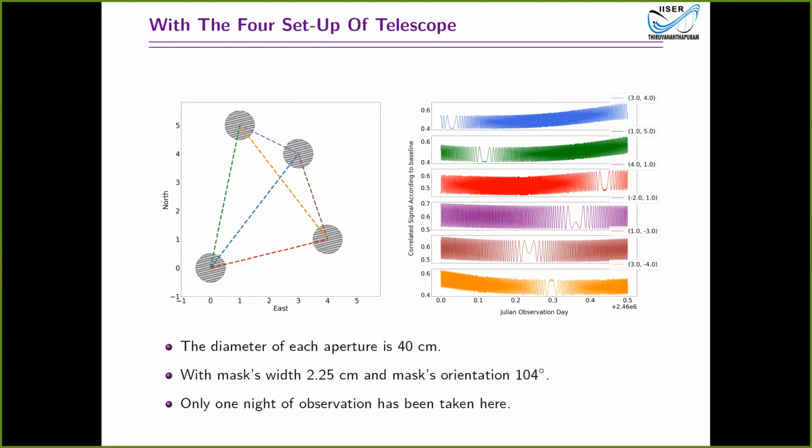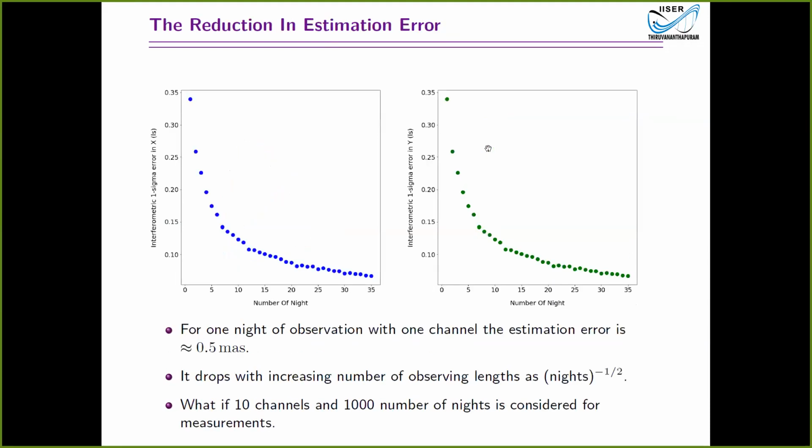really good. So first we take the observation for 1 night here, and we try to estimate the astrometric orbit, and we see what the estimation error is. The estimation error was very high, which was 0.5 milliarcsecond, which is obvious. As we know, when we increase the number of nights of observation, this error will drop according to the square root of nights.